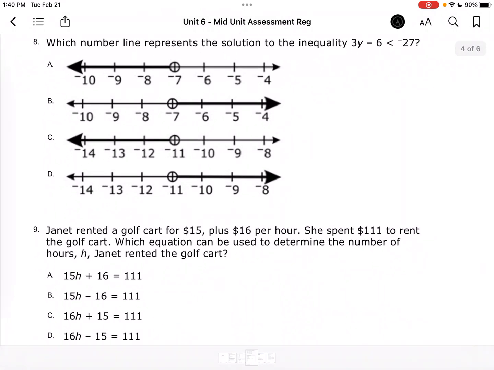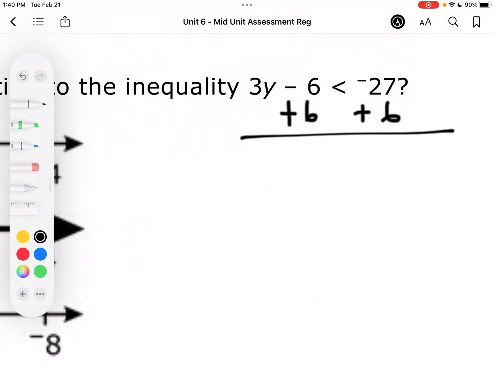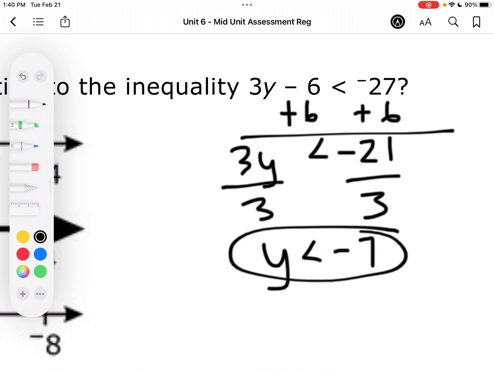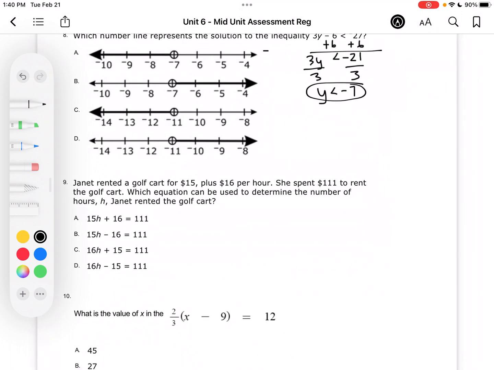All right, they want me to solve this next one. So I'm going to add 6 to each side. Signs are different, so I'm actually going to subtract, and I get negative 21 is greater than 3y. I'm going to divide by 3. Y is less than negative 7. And even though I have a negative here, the 3 is positive, so I didn't divide by a negative number. The 21's negative, so I don't reverse my inequality. So y is less than negative 7. So my answer should have been A.